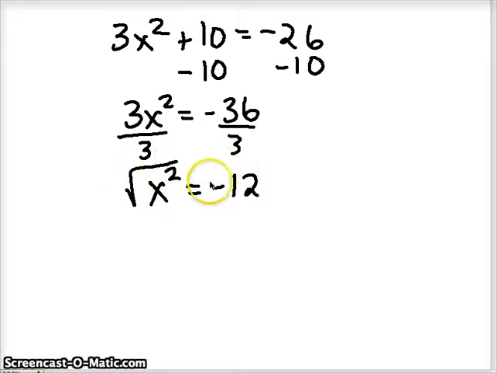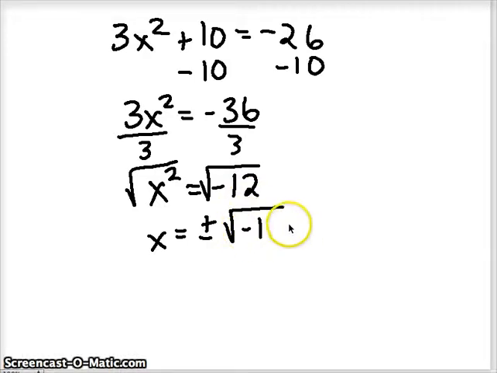Let's take the square root of both sides to undo that square. So we get x is plus or minus the square root of negative 12. Let's rewrite that as the square root of negative 1 times the square root of 4 times the square root of 3. If we were to multiply all these together, we would end up back at the square root of negative 12. So we just factored it.